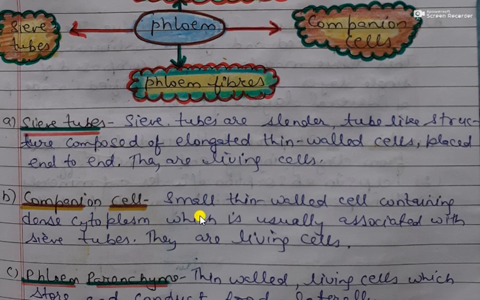Companion cells are small, thin-walled cells containing dense cytoplasm, which are usually associated with the sieve tubes. They are also living cells. So companion cell is always present near the sieve tubes and they do not have a proper function. They are just placed near the sieve tubes. Companion cells are also living and they have dense cytoplasm.